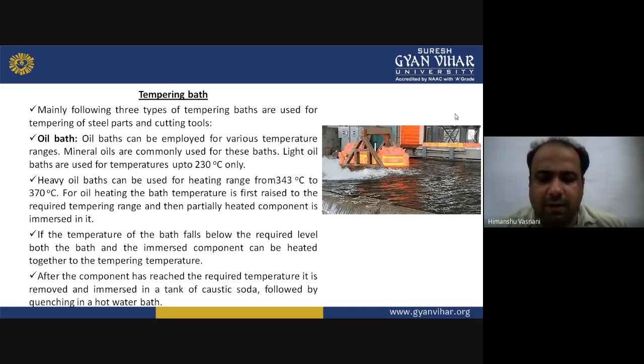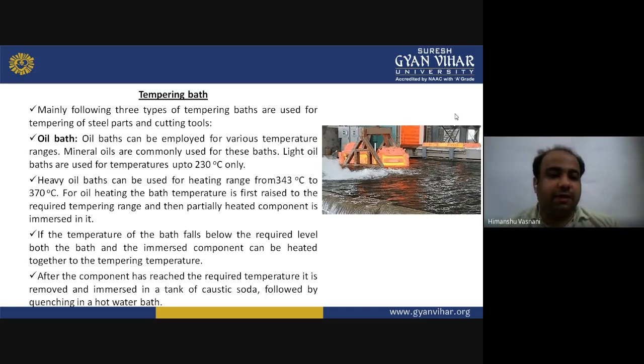Oil bath is also important, so let's discuss it. Oil baths can be employed for various temperature ranges. Like, for example, mineral oils are commonly used for these baths. Light oil baths are used for temperatures up to 230 degrees centigrade only. Now, heavy oil bath can be used for a heating range from 343 degrees centigrade to 370 degrees centigrade.